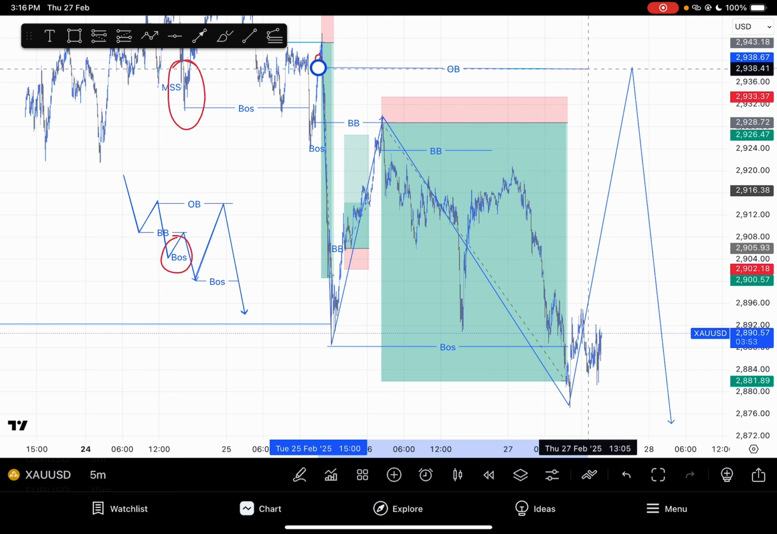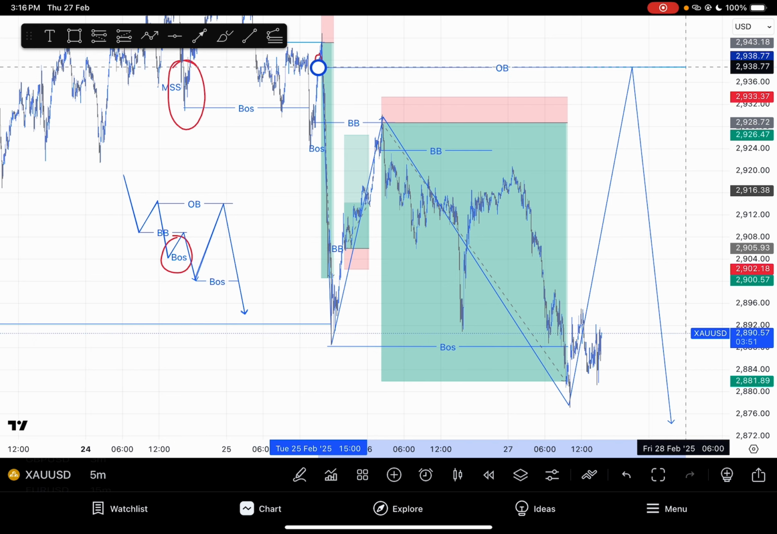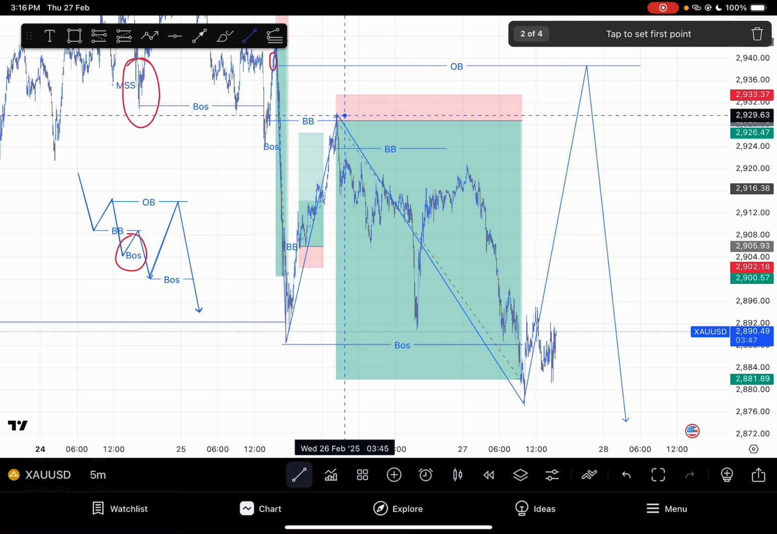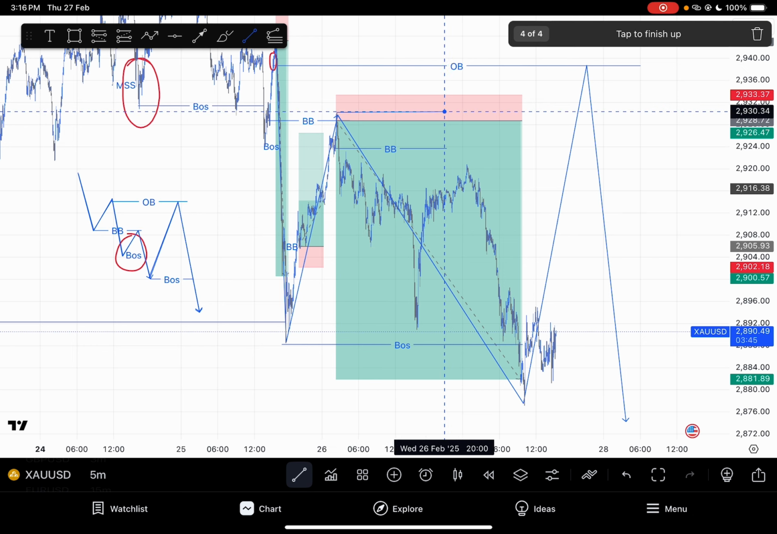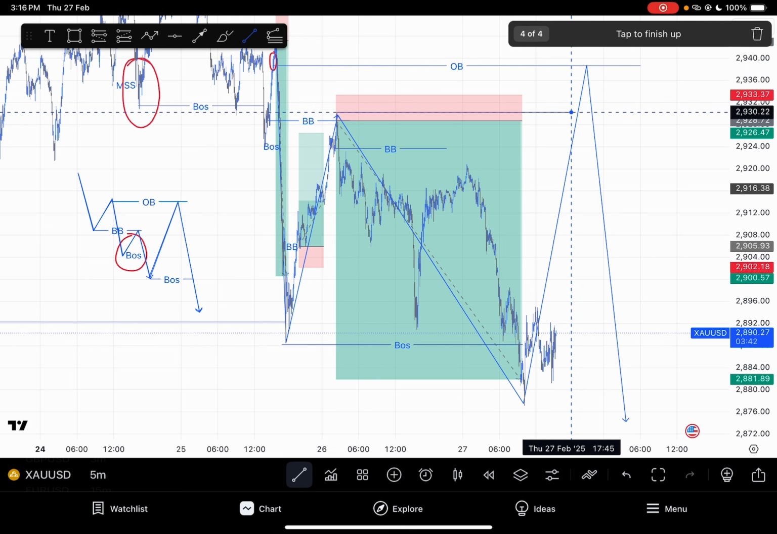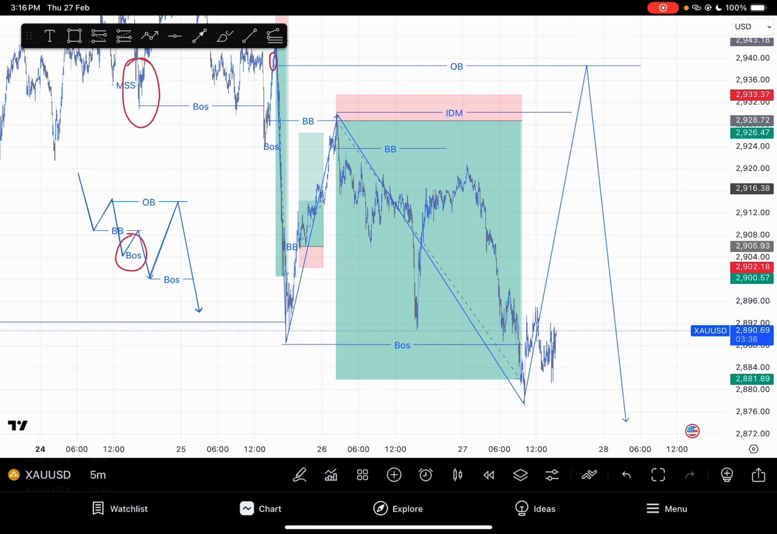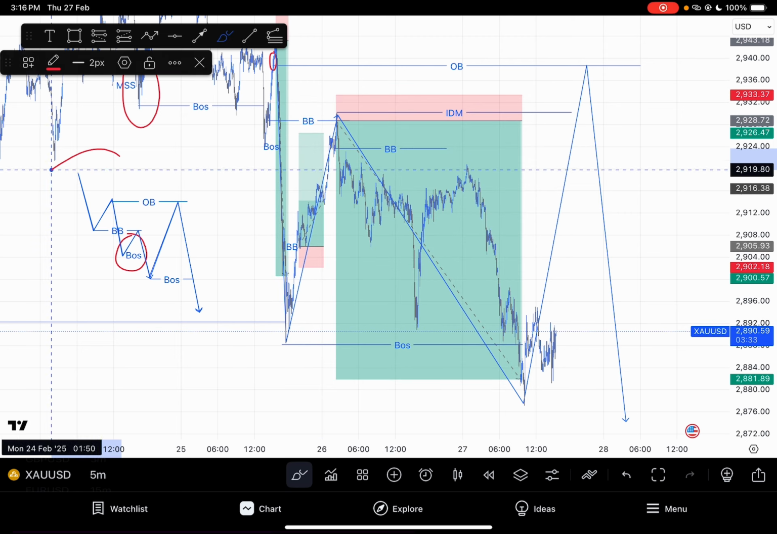We expect gold to retest on this unmitigated order block at this point, and this, we are going to use as our liquidity. You can also call it the inducement, meaning the first pullback after the break of structure. You can call this your inducement. So this is what we're expecting if you follow this exact same pattern.